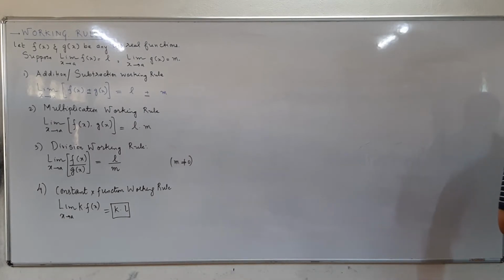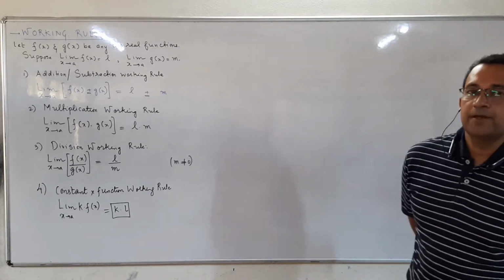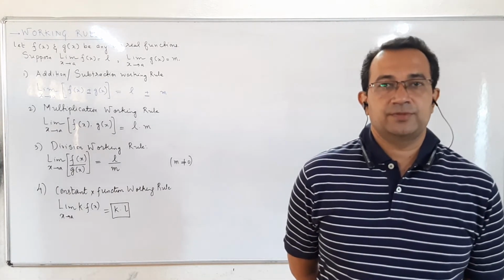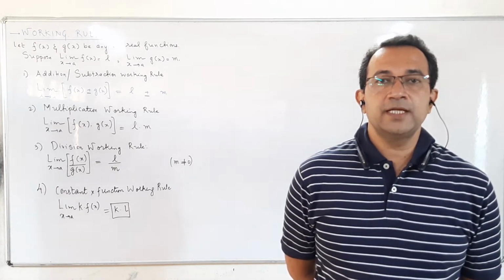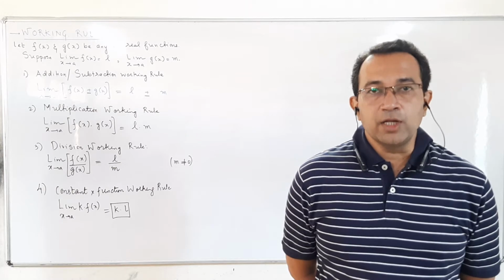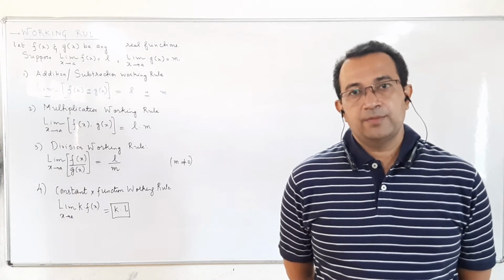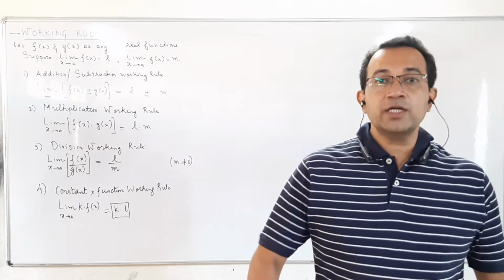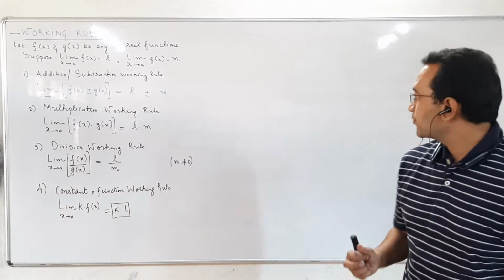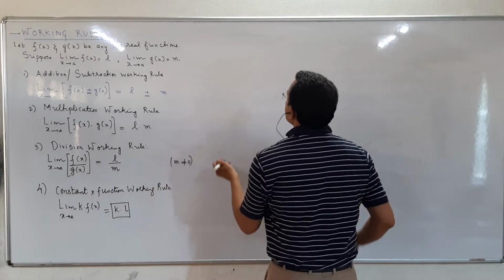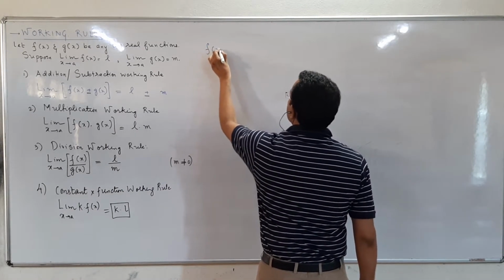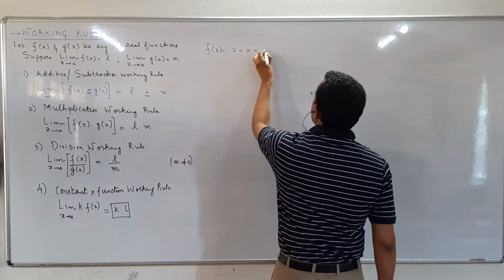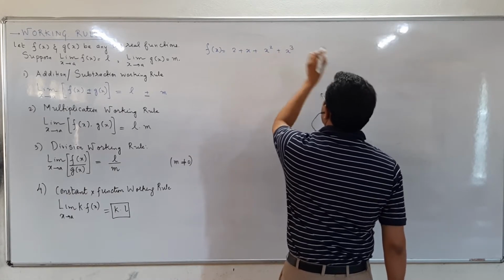Now, the next is some standard forms of limit. The first is limit of a polynomial function. Now students, pay attention. All of you would be definitely allergic to the word polynomial. But do not worry students. What is a polynomial? I will explain. We have already done this before also. Suppose I have f(x) is equal to 2 plus x square plus x cube.